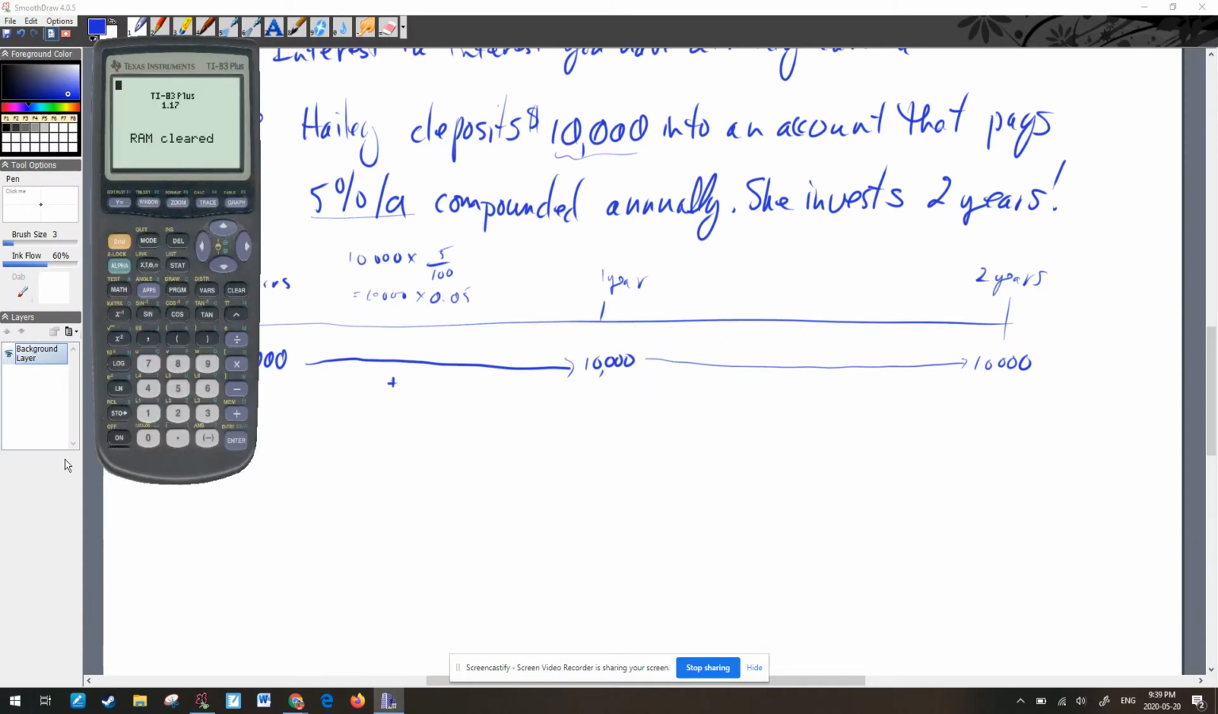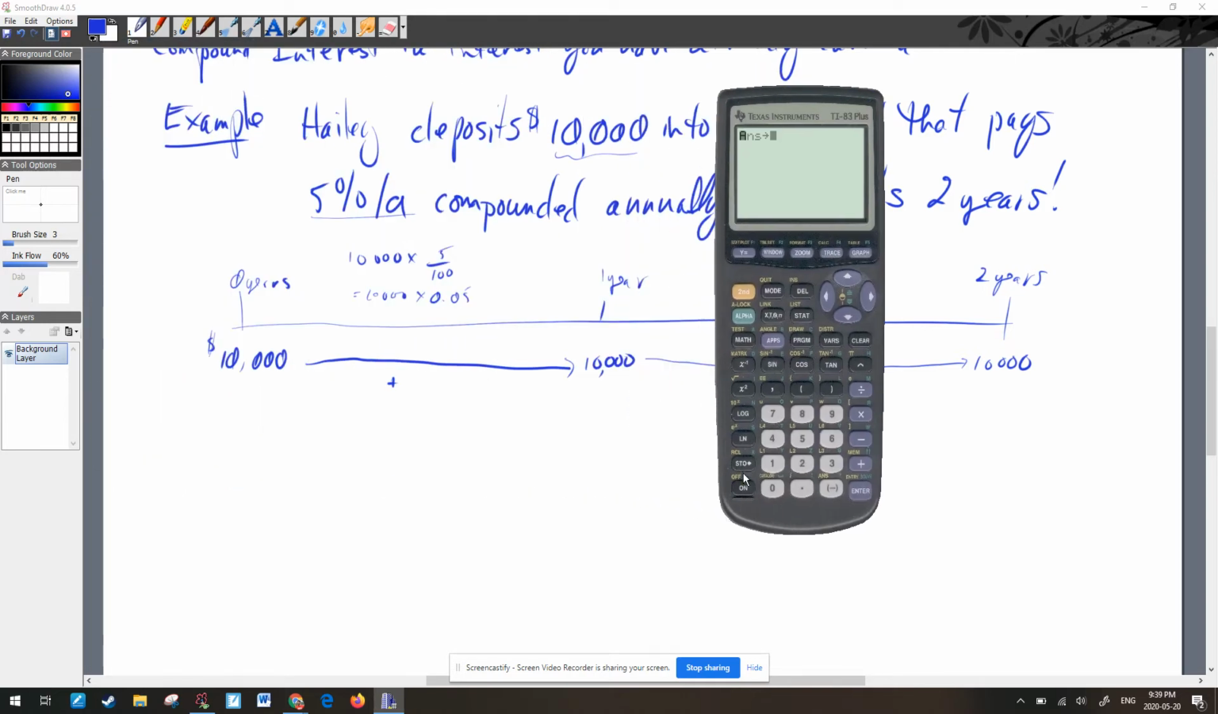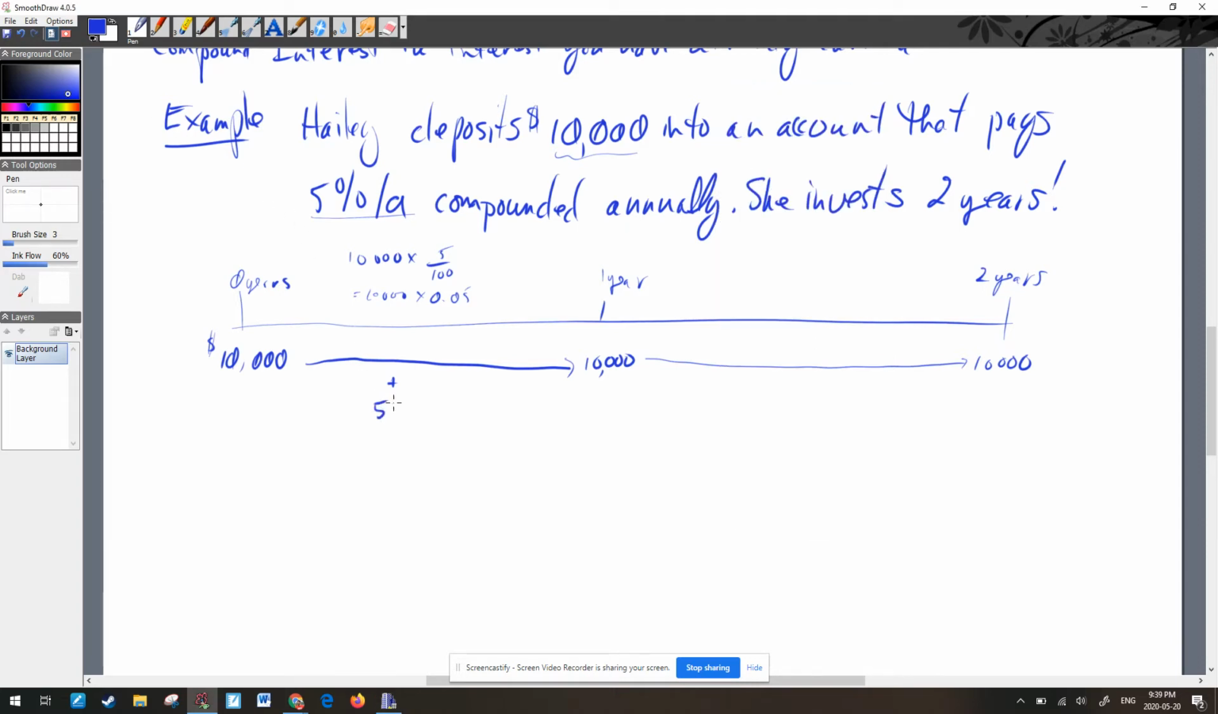Okay, so we're going to type that into our calculator: 10,000 times 0.05, which is $500. So that means that Haley, in her first year, earns $500 interest, right? So at the end of year 1, if she took her money out after 1 year, she will have $10,500, okay? Which is good. But she is a scrupulous investor.